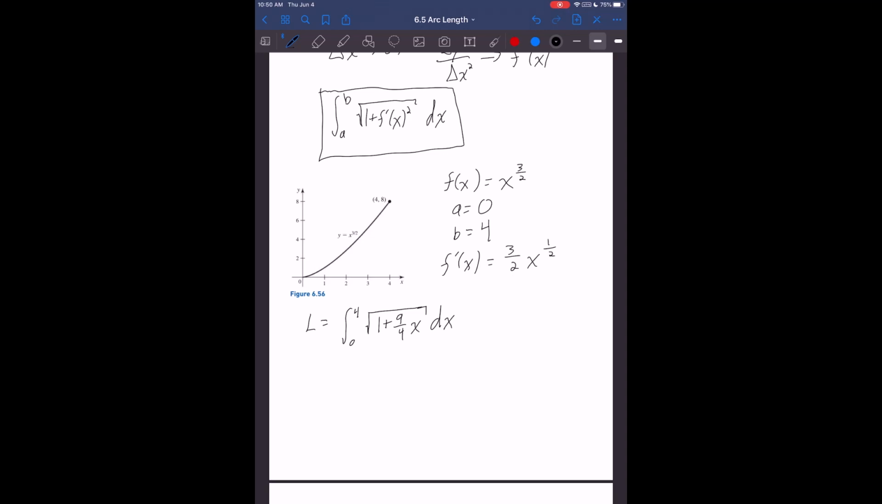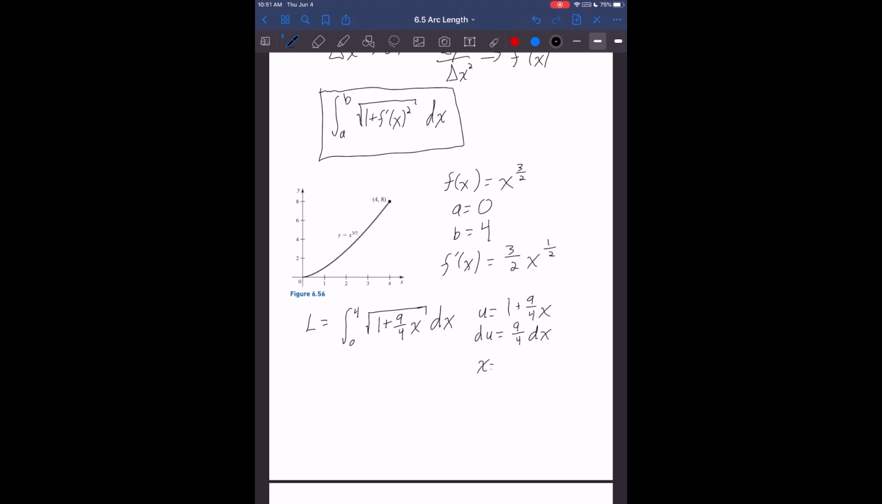So as I said before, we're going to use u substitution for this one. U is just going to be whatever is inside the square root. So we have u equals 1 plus 9/4 x. Taking derivatives, we get that du is equal to 9/4 dx. So when we plug in dx, we're going to get 4/9 du.